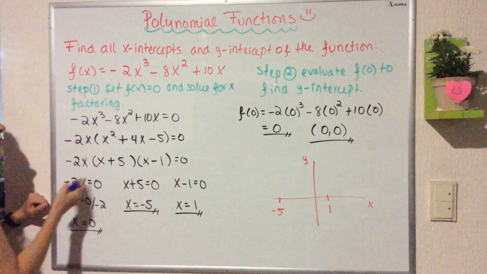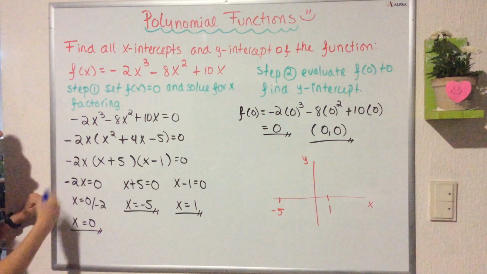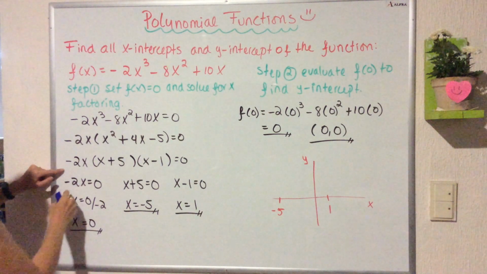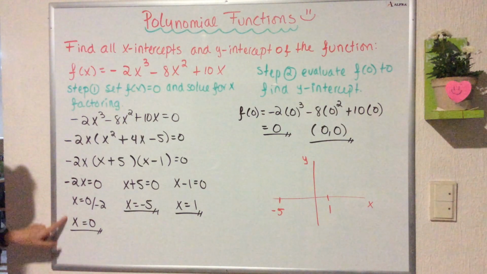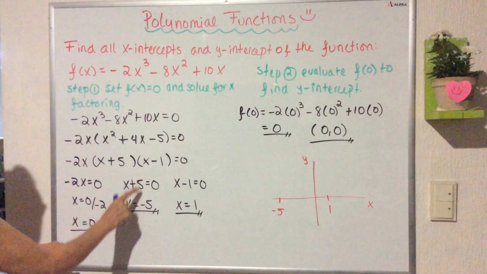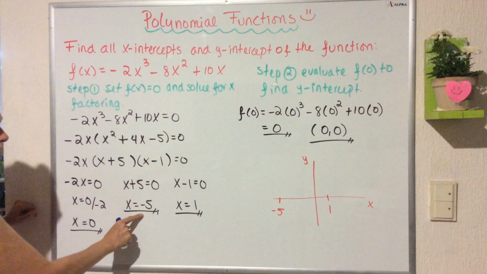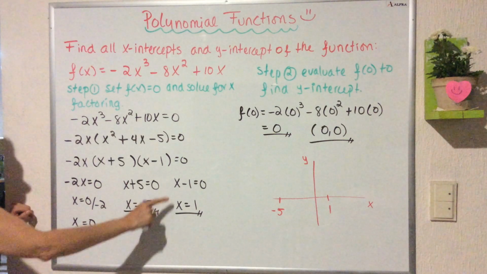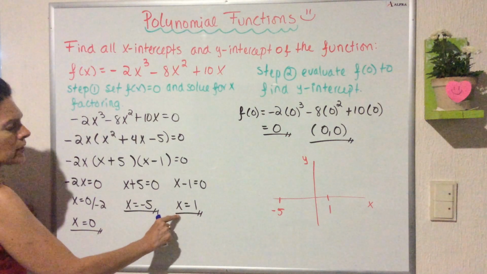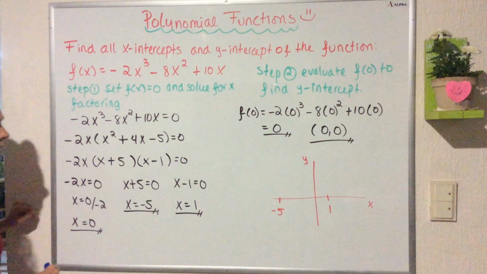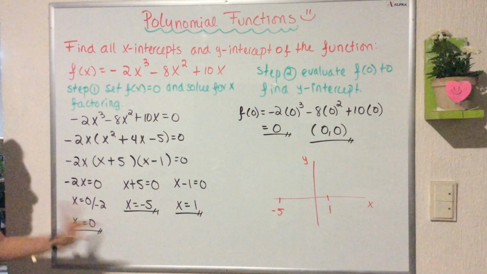Now, I'm going to take the 3 factors and I'm going to solve for x in each of them so I can get the 3 roots. In the first one, I have minus 2x equals 0, and I solve for x and I get that x equals 0. Then, in the second one, x plus 5, and I solve for x and I get that x equals minus 5. And in the third one, I have x minus 1, and when I solve for x, I get x equals 1, positive 1. So here we have the 3 x-intercepts, or roots, or zeros.